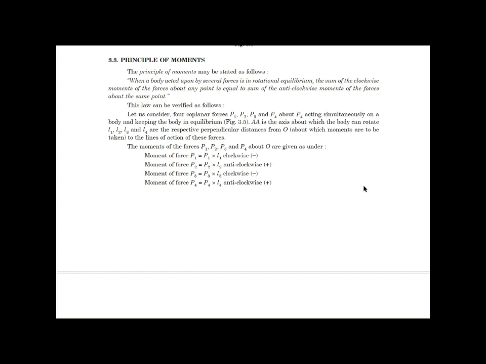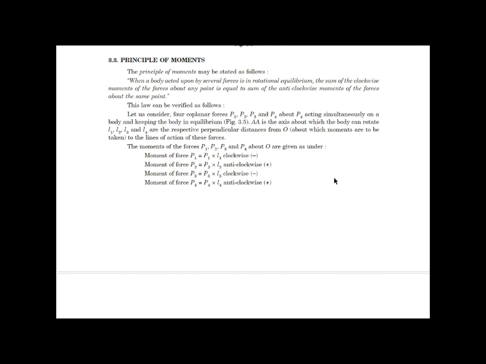Dear students, let us now come to the next topic, which is of moments and couples. Moment, as you are already aware, is force into distance. The distance in this context is the distance from the point of application of the force to the point from where you want to measure the moment.